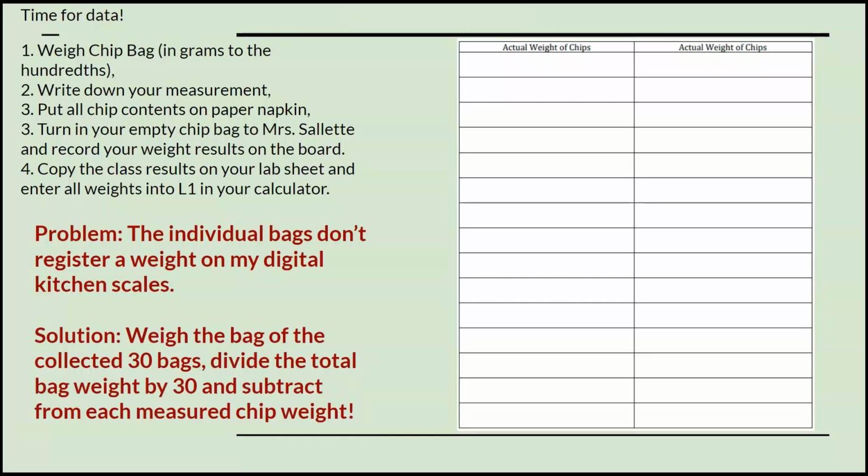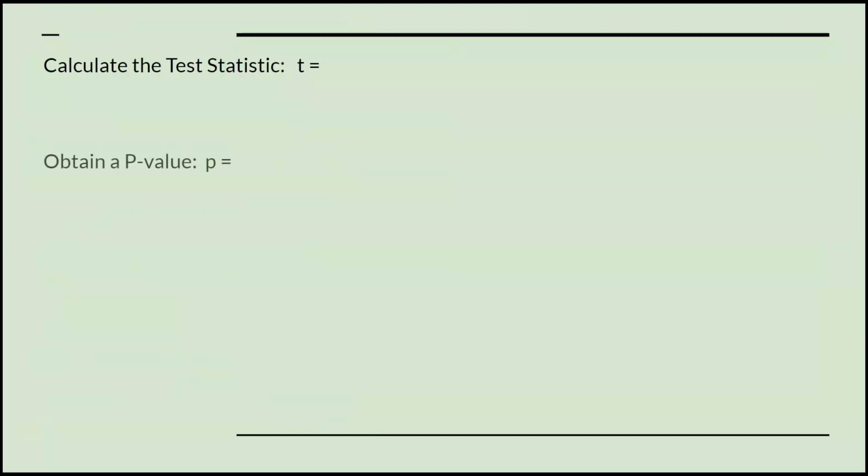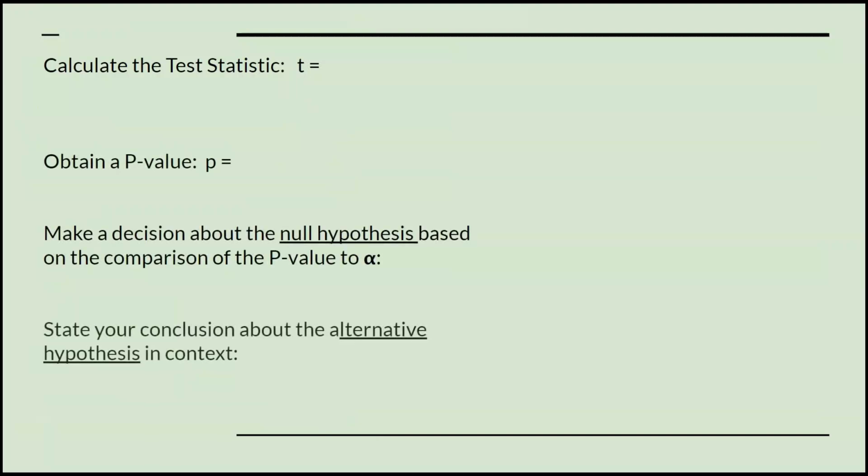We will weigh the collected 30 bags as one and divide that total weight of the 30 bags by 30, and subtract that division from each of the individual chip weights. And we now are talking about weights of chips and not weight of bag and chips. Calculate our statistic, our p-value, make a conclusion based on comparison of p-value to alpha.